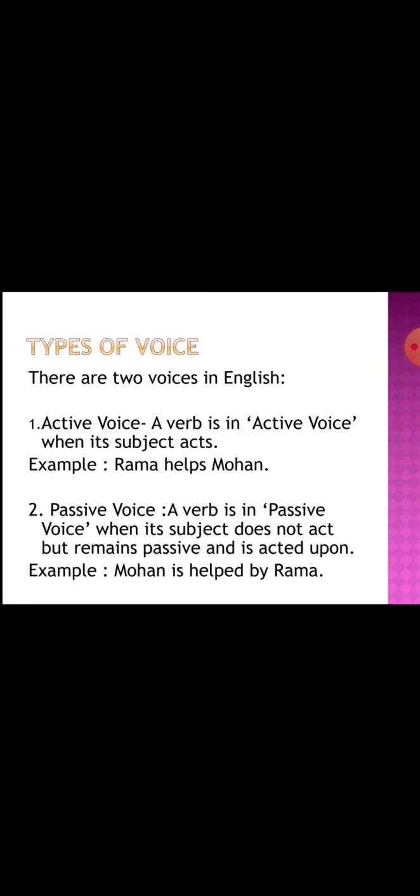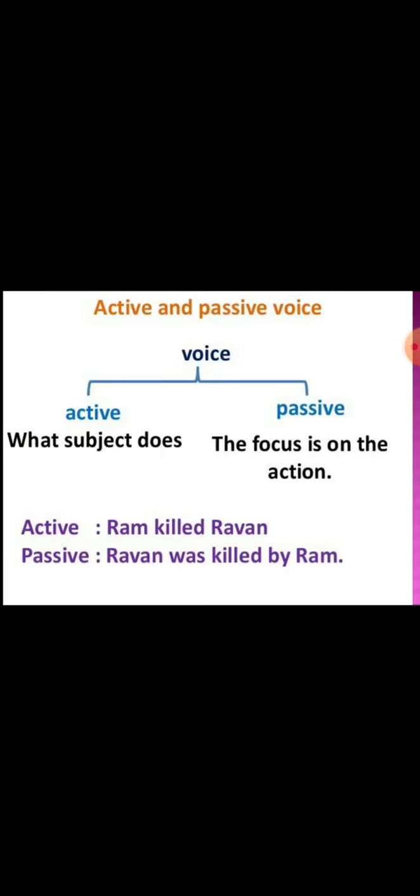In active voice, a verb is in active voice when its subject acts. For example, Rama helps Mohan. In passive voice, a verb is in passive voice when its subject does not act but remains passive and is acted upon. For example, Mohan is helped by Rama.